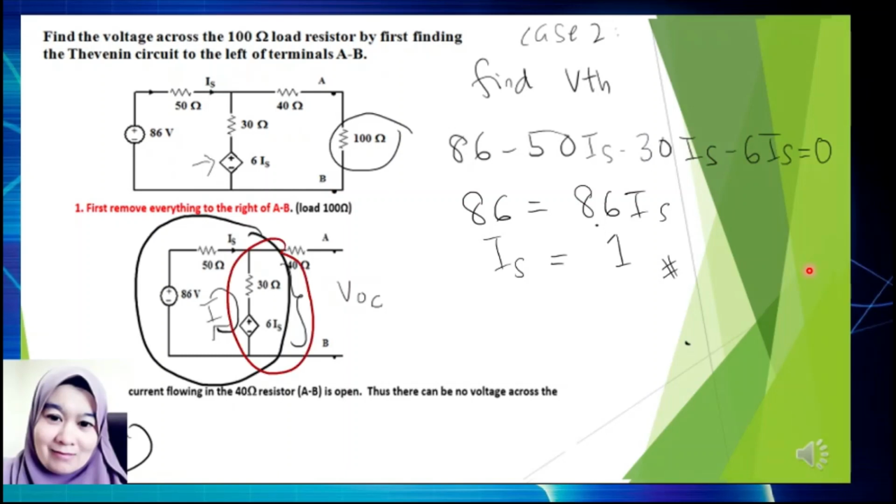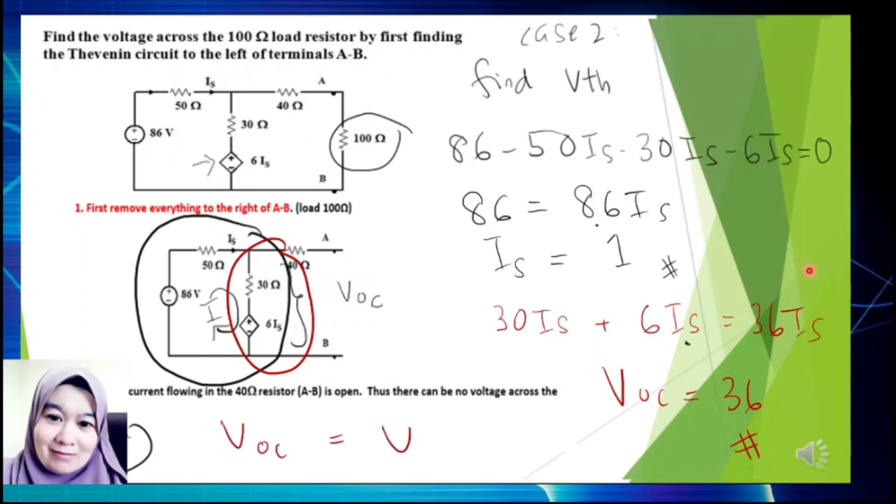So you need to calculate VOC or VTH. So this is an equation. You get 36 IS equal to VOC, or V open circuit. So you can multiply with 1 and you will get 36 volt. So VOC equal VTH equal 36 volt.